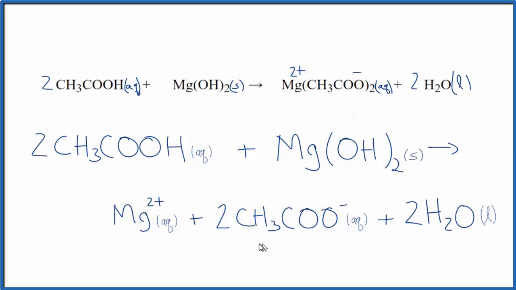So this is the net ionic equation for CH3COOH plus Mg(OH)2, acetic acid plus magnesium hydroxide. A few things to notice. This is aqueous, but because it's a weak acid, it doesn't dissociate. It's not a strong electrolyte. This is a solid because it's insoluble in water. And we have our ions here that are aqueous and our liquid water.